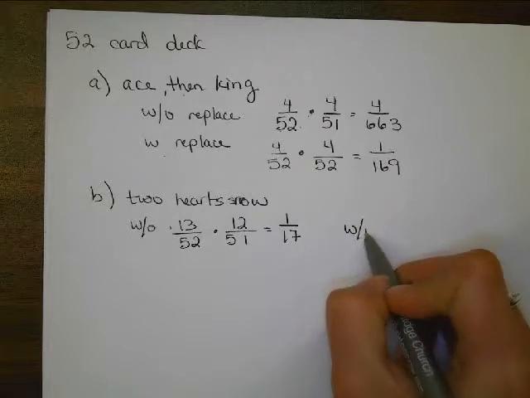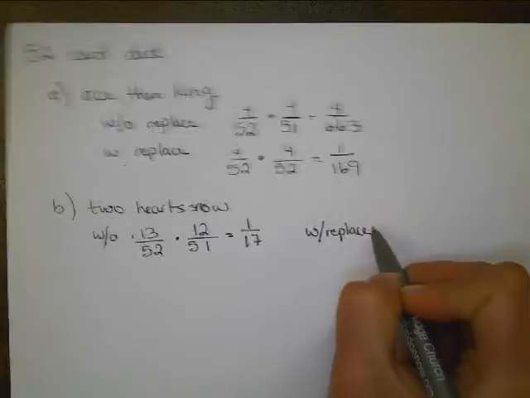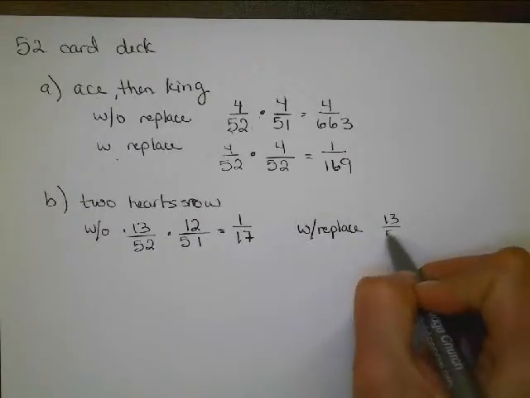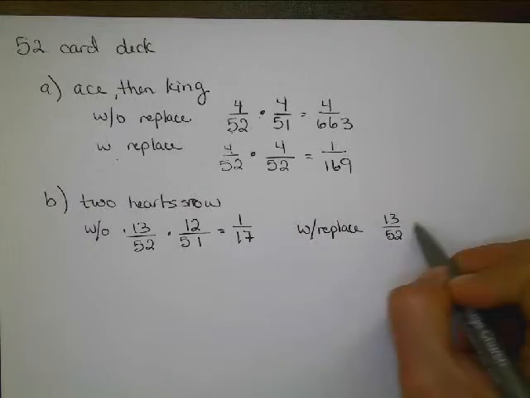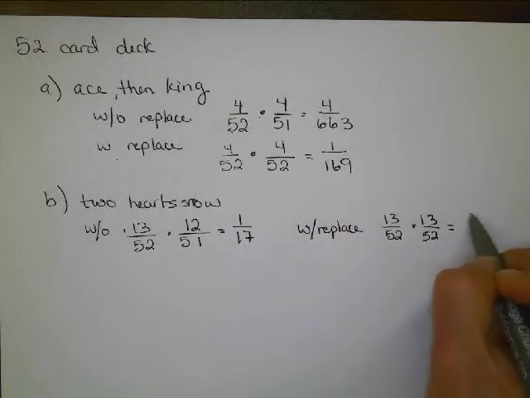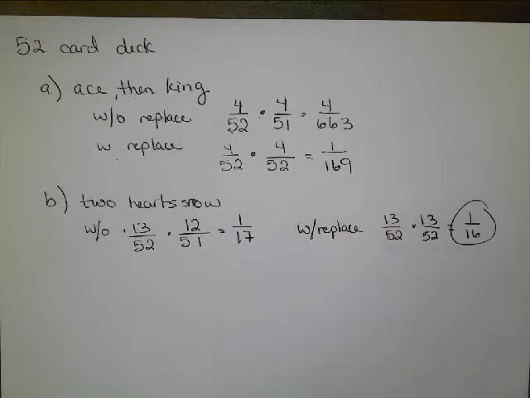Now the probability, if you replace it, is going to be 13 out of 52. And since I put it back, it's still 13 out of 52, which after reducing gives you 1 out of 16.